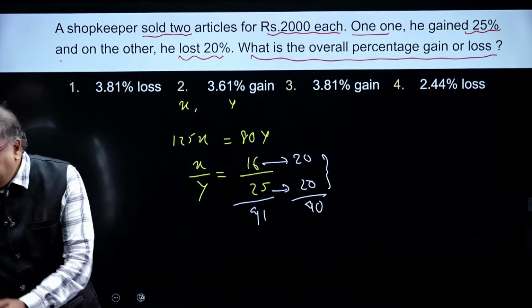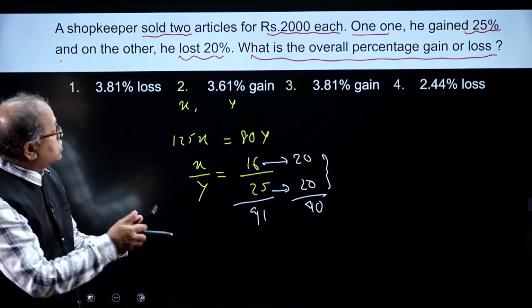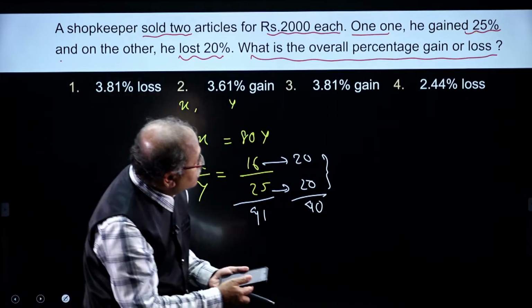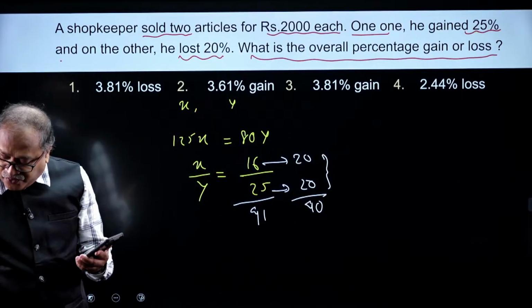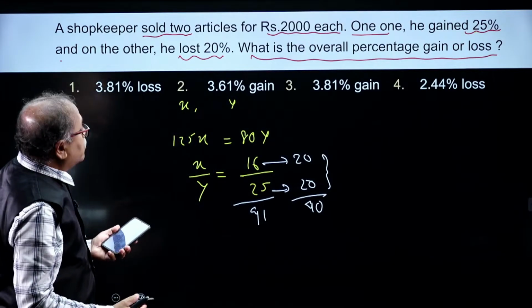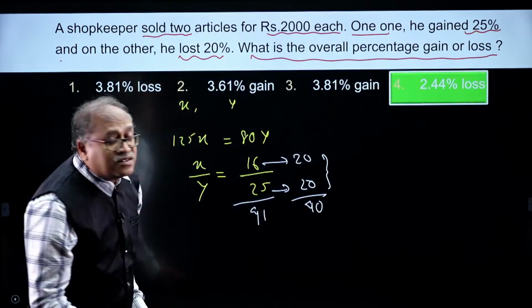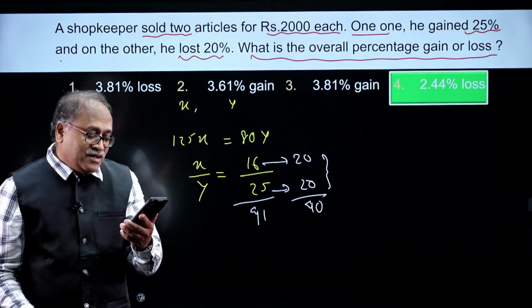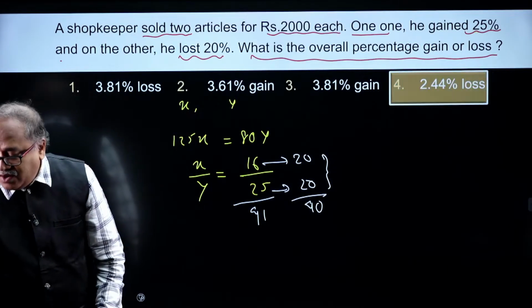Now, anyone answered it? Anyone answered it? Okay, loss 44%, 2.4%. Oh, wow. 2.4% loss, that means you are saying option choice 4. Let me check your answer. That's right. That's right. Well done. Well done. Okay.